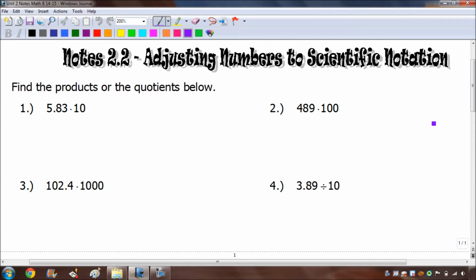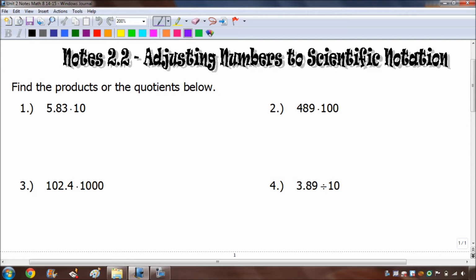All right, ladies and gentlemen, notes 2.2 is about adjusting numbers to write them in scientific notation. But before we can do any of that, we need to take a step back and make sure that we understand how to find products and quotients when we're multiplying or dividing by multiples of 10. So look at question number 1.